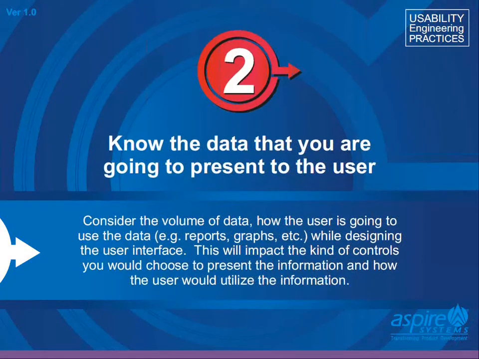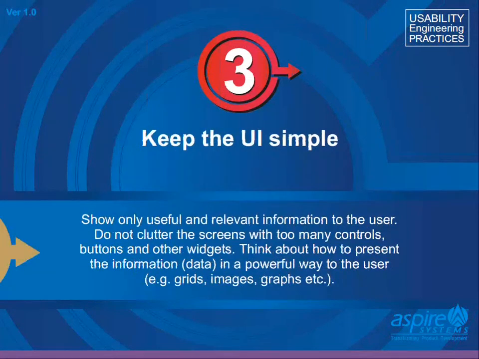Know the data that you are going to present to the user. Information architecture is a skill that deals with rendering the information, which is the data, in the best possible manner that is highly usable by the end user. Type of data, volume, accessibility, data navigation, all these factors can influence the information architecture. This will further have impact on the controls that will be used in rendering the information.